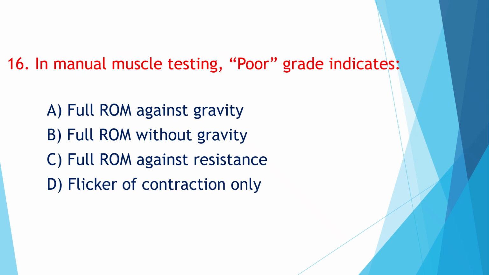Number 16. In manual muscle testing, poor grade indicates A. Full range of motion against gravity, B. Full range of motion without gravity, C. Full range of motion against resistance, D. Flicker of contraction only. So think about the answer. So the answer is full range of motion without gravity. Poor grade corresponds to grade 2 muscle.